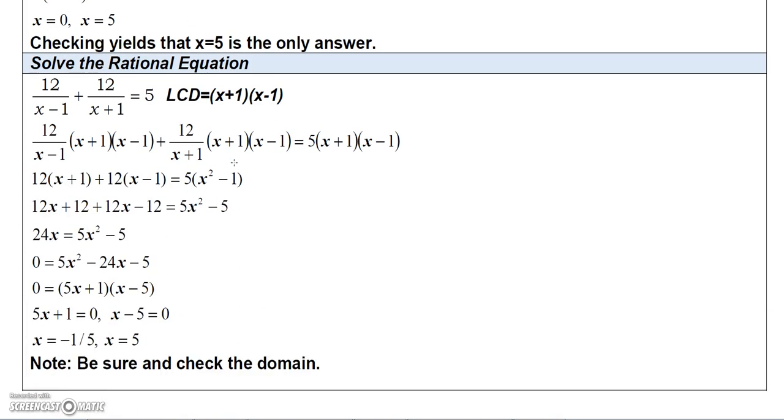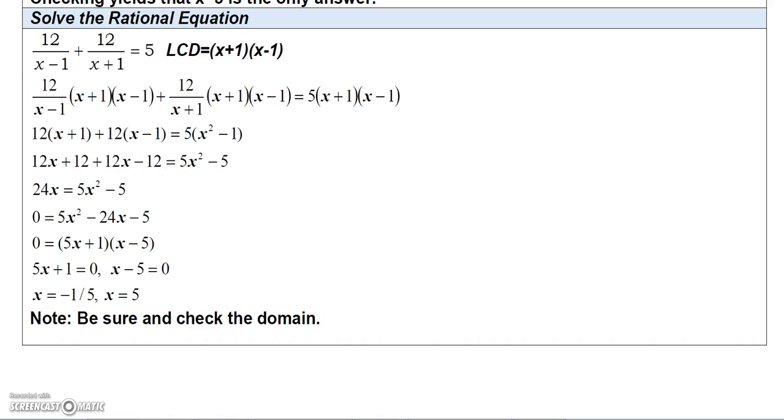Alright, now here's a rational equation. And in this rational equation, I need to eliminate the denominator, and the least common denominator is x minus 1 and x plus 1. So I'm going to use that x plus 1, x minus 1 as my lowest common denominator. And so to eliminate the denominators, I'm going to multiply each term of this equation by x plus 1 times x minus 1. So if I do 12 times x minus 1 times x plus 1 x minus 1, the x minus 1s will cancel.